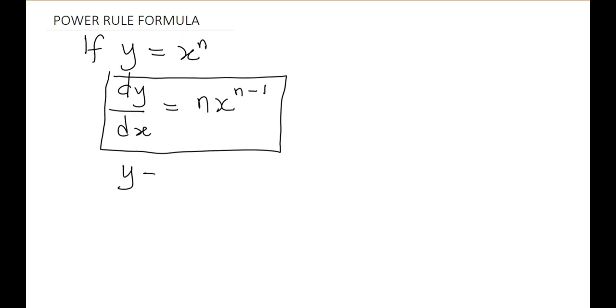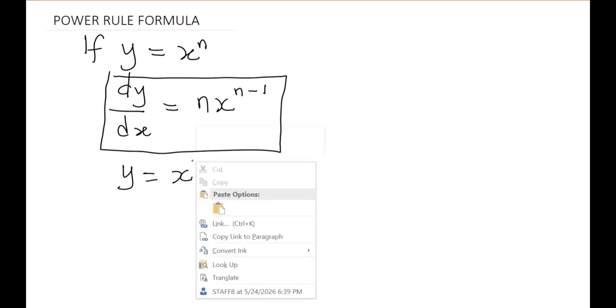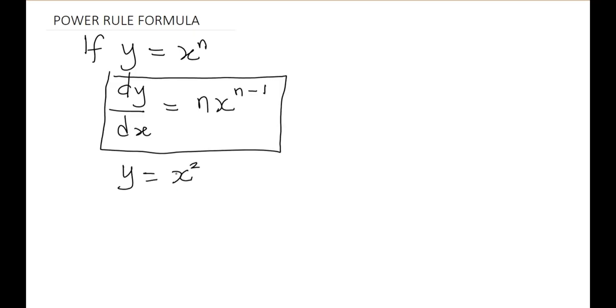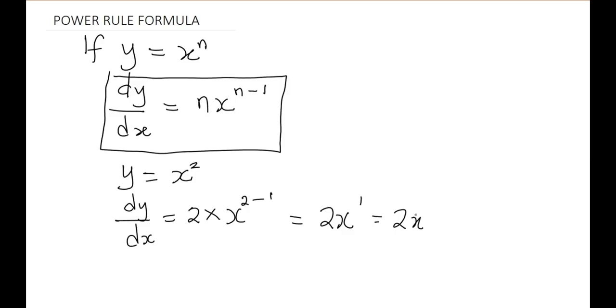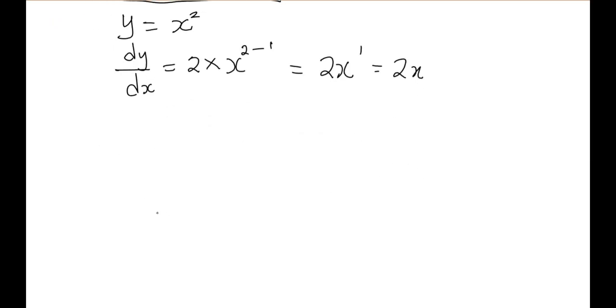For instance, if you have y equal to x raised to the power of 2, you take this 2, which is the power, you multiply it. That will be 2, which is the power, multiplied by the expression x raised to the power of 2, and then you subtract 1 from the power. So this will give a result of 2x raised to the power of 1. Of course, that's just 2x. Now let's try another one.